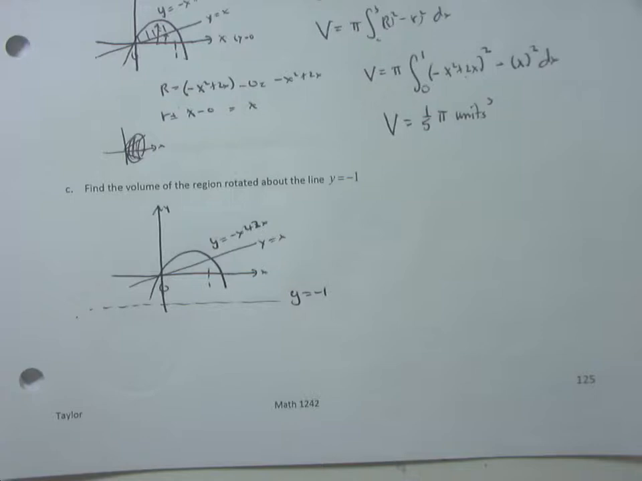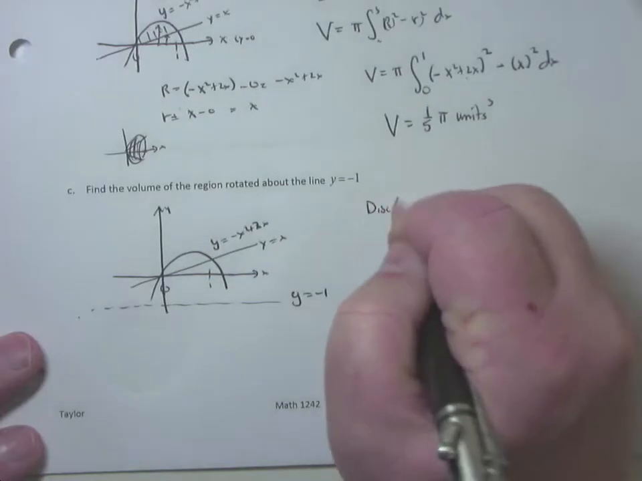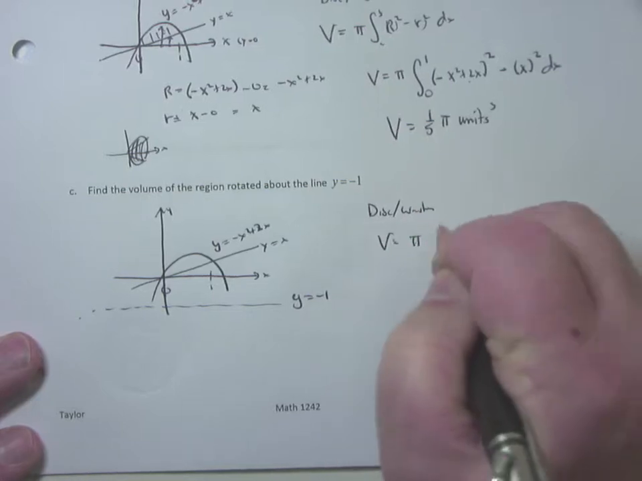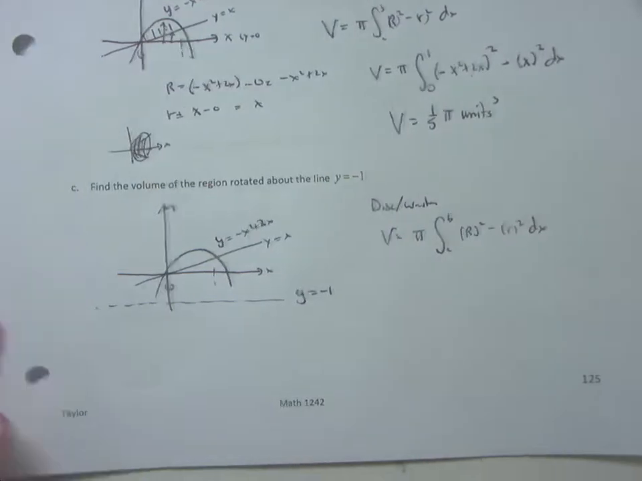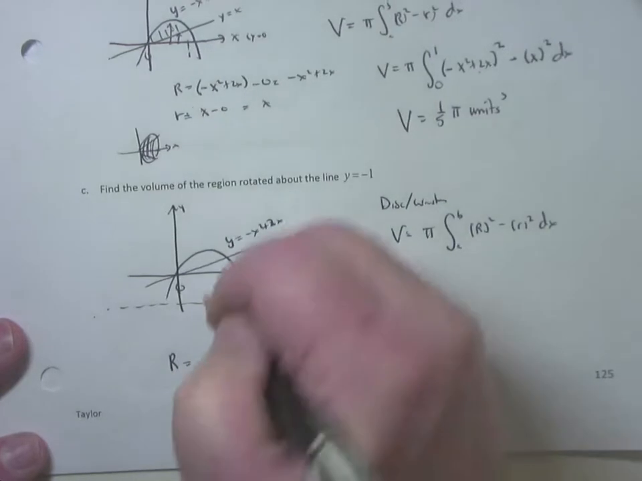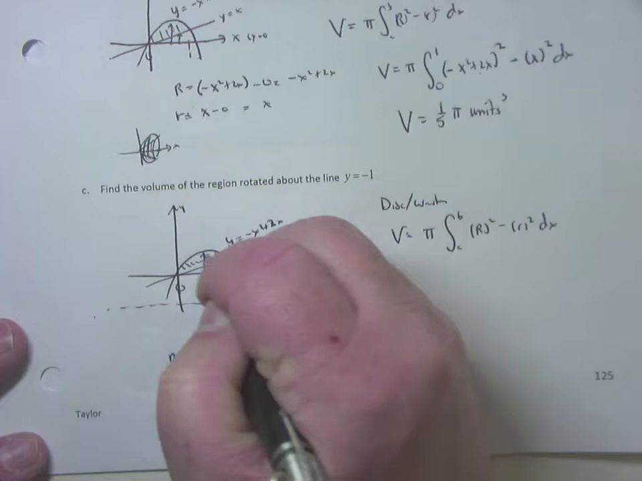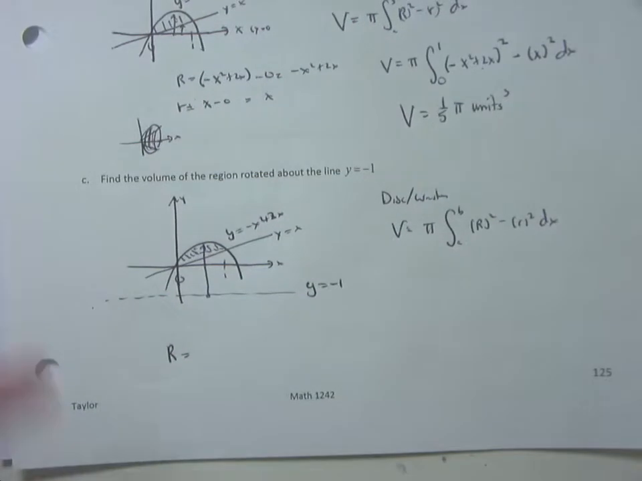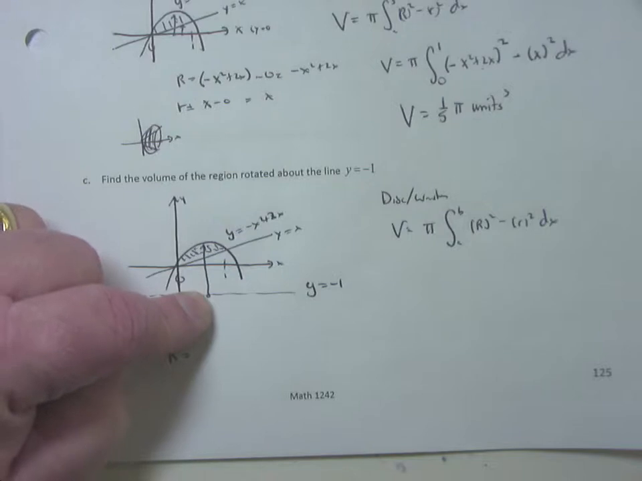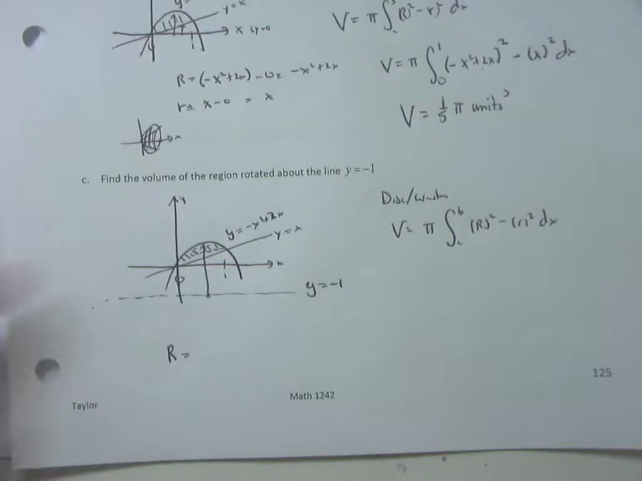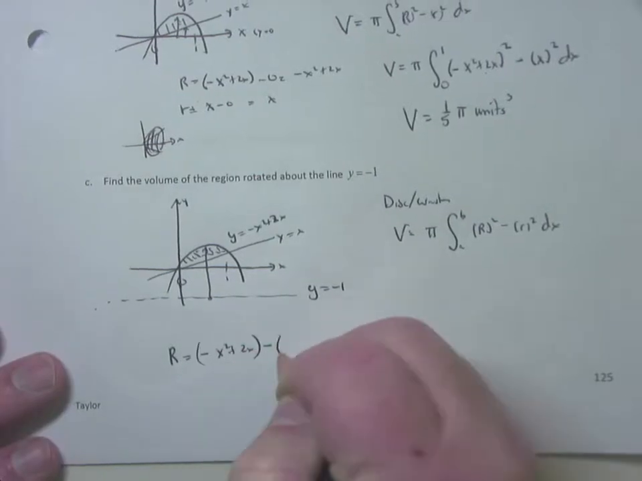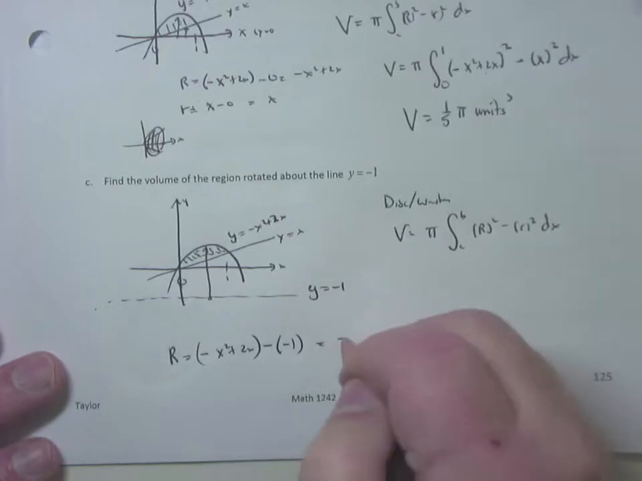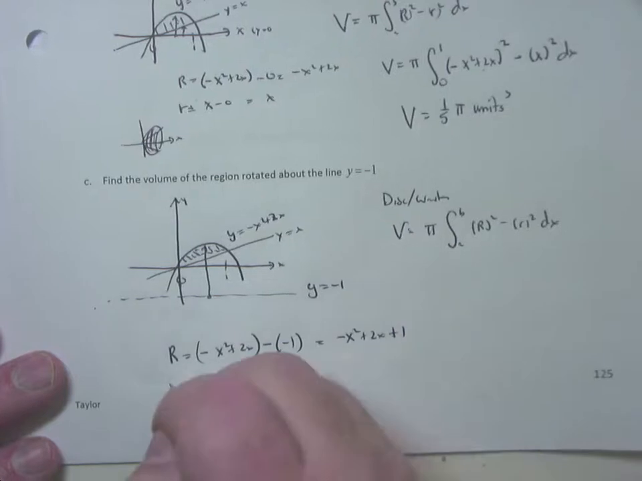What method am I going to use? Disk washer. So once again, it's the disk washer formula. Volume equals pi times the integral from A to B of big functional radius squared minus little functional radius squared dx. That's my functions in terms of x. But to get the big radius, you have to go from the axis of rotation to the outside edge that defines the region. What I mean by outside is relative distance. So here is y equals negative 1. The farthest equation away is the one on top, negative x squared plus 2x. To get a distance, it's top minus bottom or right minus left. So this would be negative x squared plus 2x minus the bottom, negative 1. Cleaning that up, that gives you negative x squared plus 2x plus 1. That'll be your big radius.